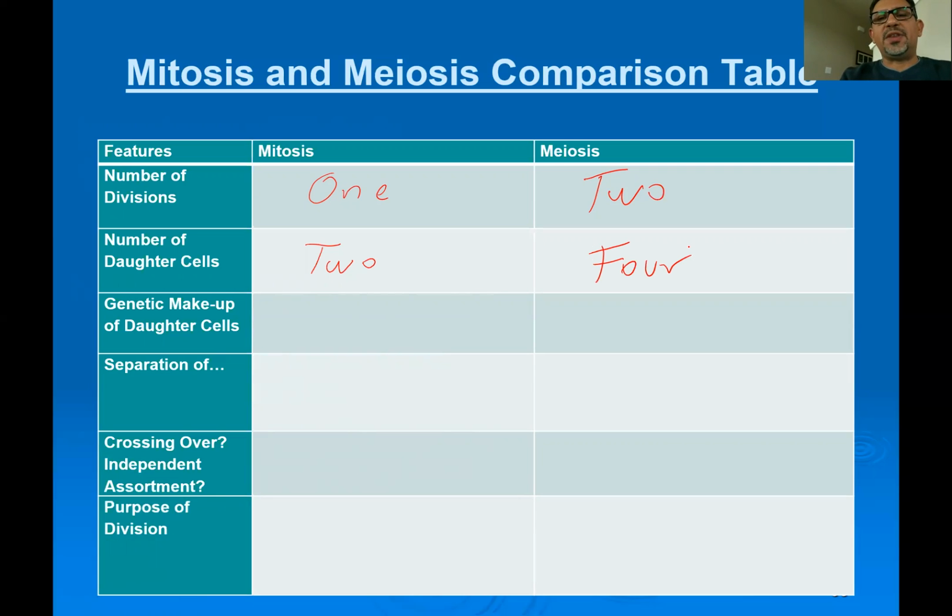So we can continue with this exercise, and I recommend that you maybe make a table similar to this one as you are studying on your own, and then compare the information you're reviewing and remembering with what you have in your notes, what you've learned in these videos, and also from reading the textbook. But let's continue. The genetic makeup of the daughter cells. They are going to be identical to each other and to the parent cell that produced them.